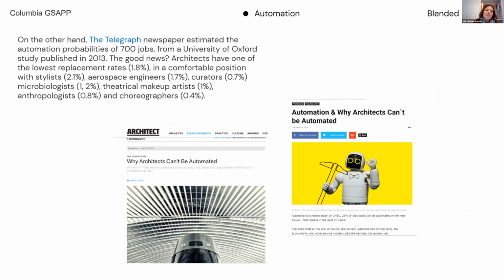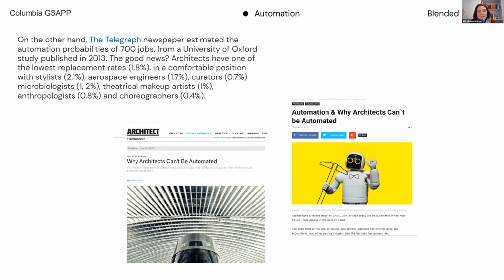But it's funny when you think about automation, which is tied in with AI. Architects are like, we don't have that problem. There are all these articles saying all the jobs are going to be automated. Two years ago, 2018, I think was the year where every major institution had an exhibition about the robots are coming, and there were all these books, and basically hysteria or anxiety about automation. But architecture actually had one of the lowest replacement rates, 1.8%, almost nothing, along with curators. So I'm in a good position here. Choreographers, anthropologists.